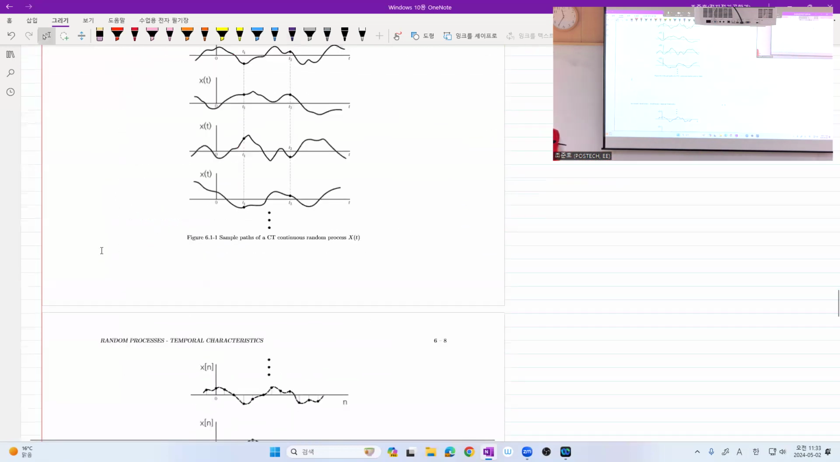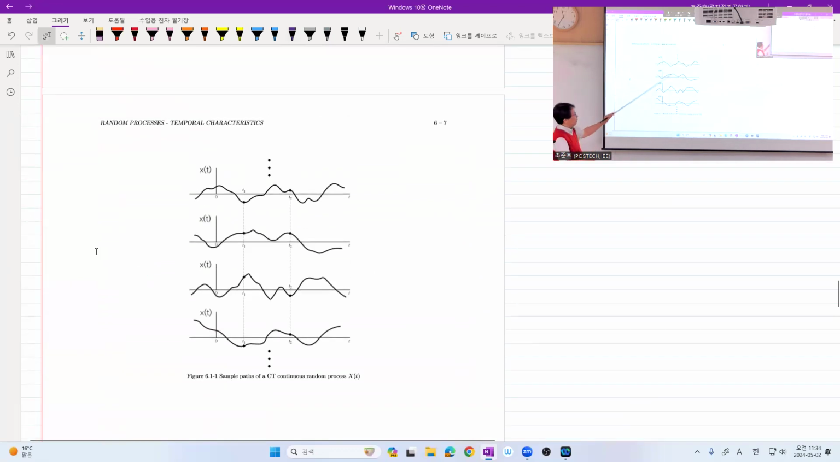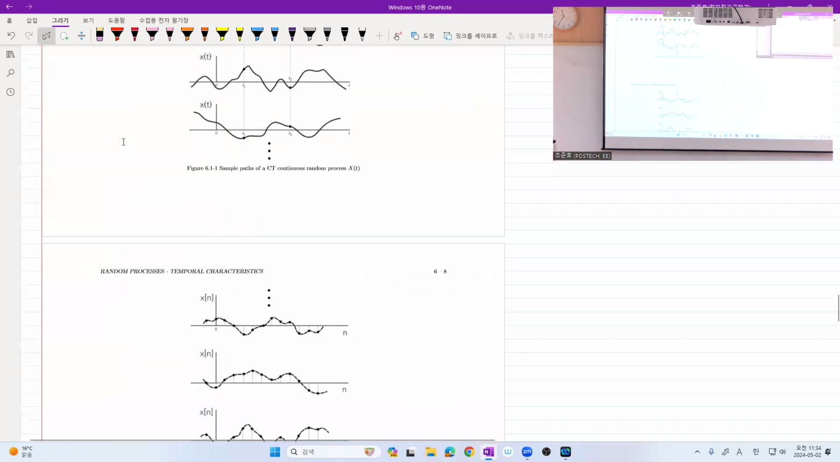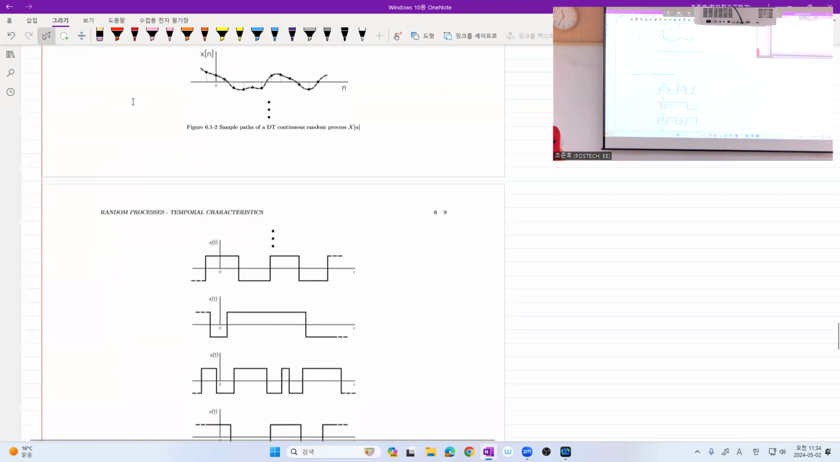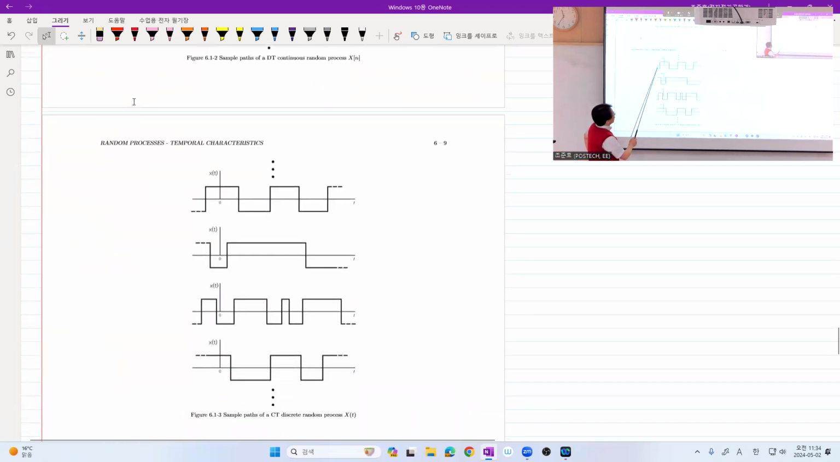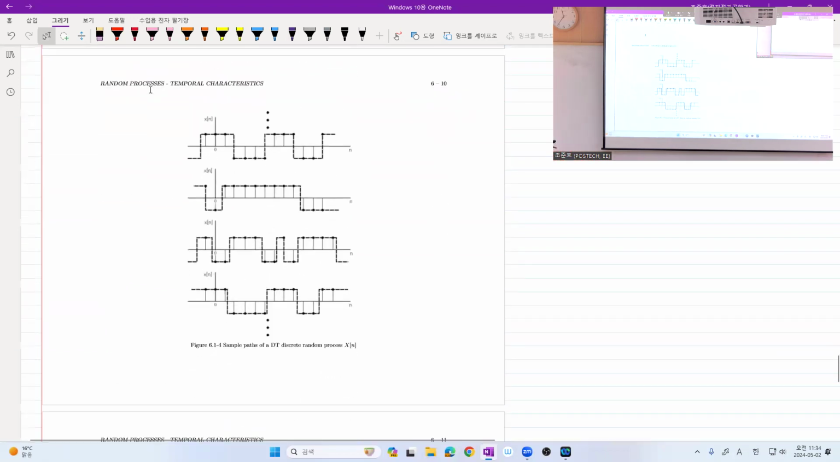So let's see some examples. Suppose these are sample paths and all of the sample paths look like that. Then how can you classify this random process? It's a continuous time, continuous random process. Got it? So it's not that confusing. Just remember two axes. What about this? Discrete time, continuous random process. The next one is what? Be careful. It's a continuous time process, even though it's a discrete random process. The last one is what? It's a discrete time, discrete random process.